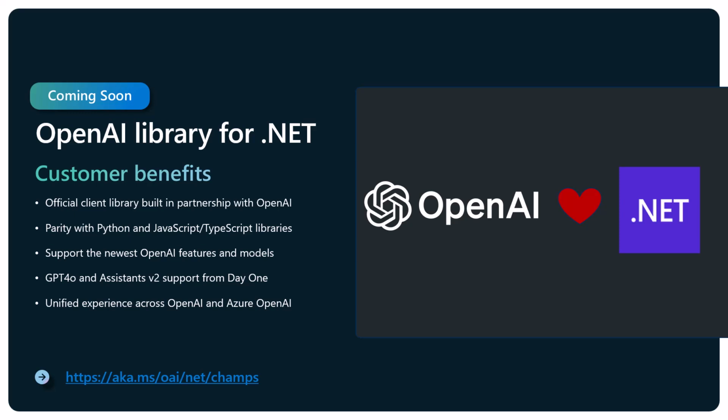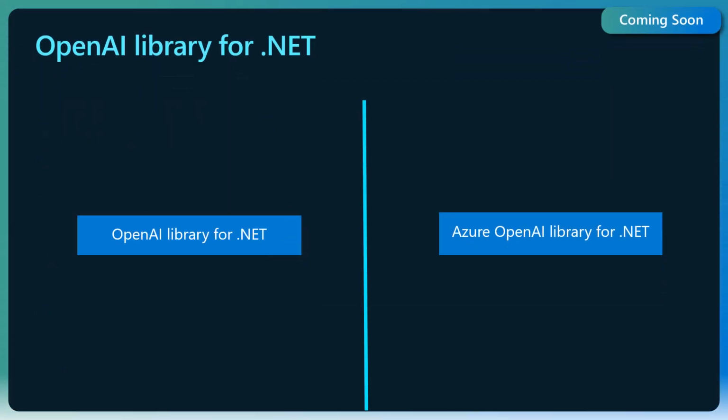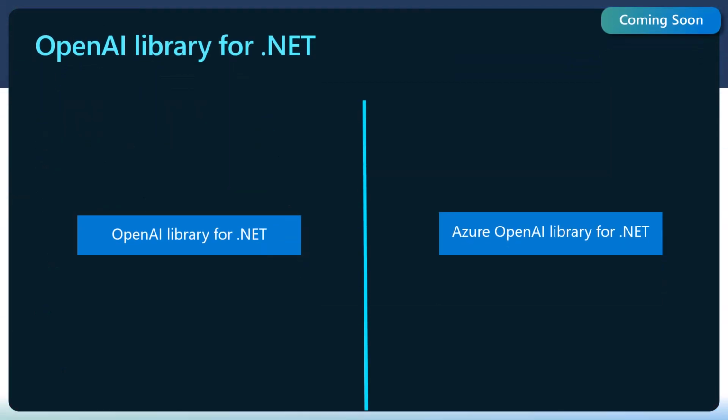It supports the latest OpenAI APIs like Assistants v2 and the newest models like GPT-4o. .NET developers can enjoy all of this at the same time as Python and JavaScript developers. With the announcement of this preview, there are now two options in this space.